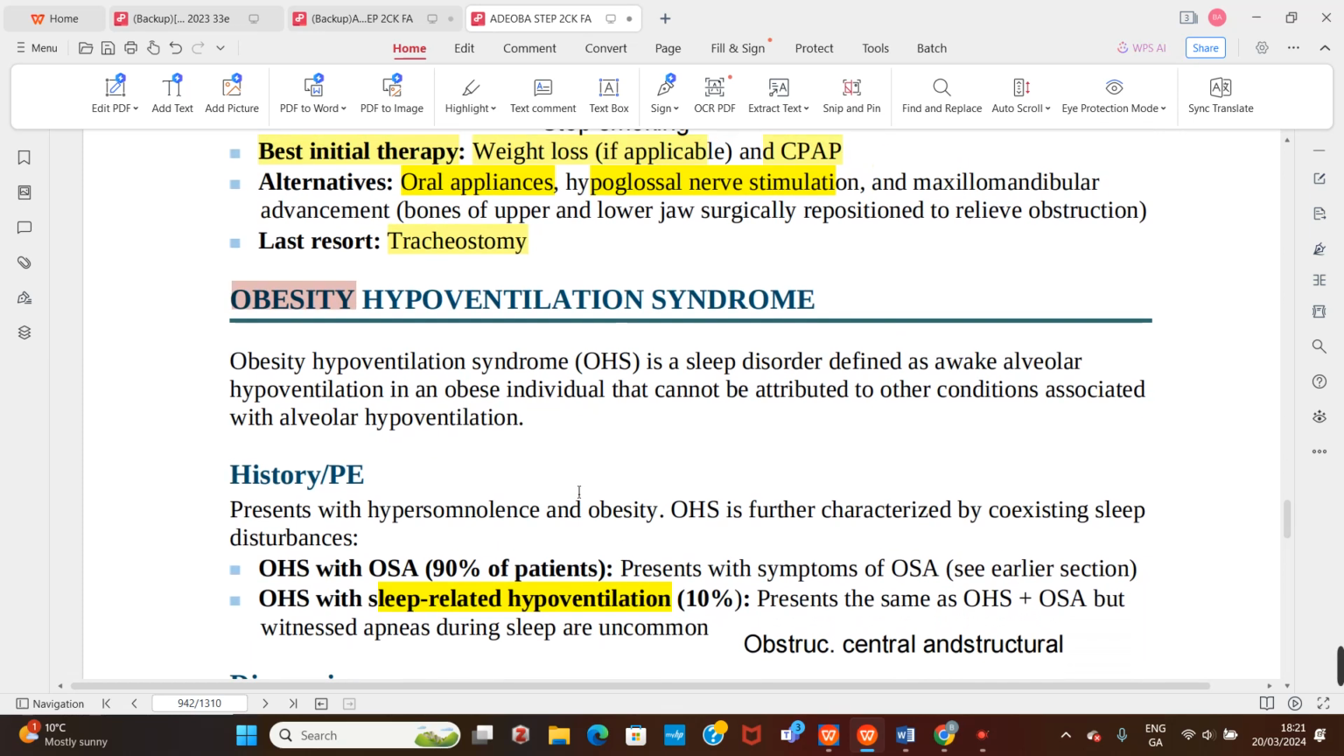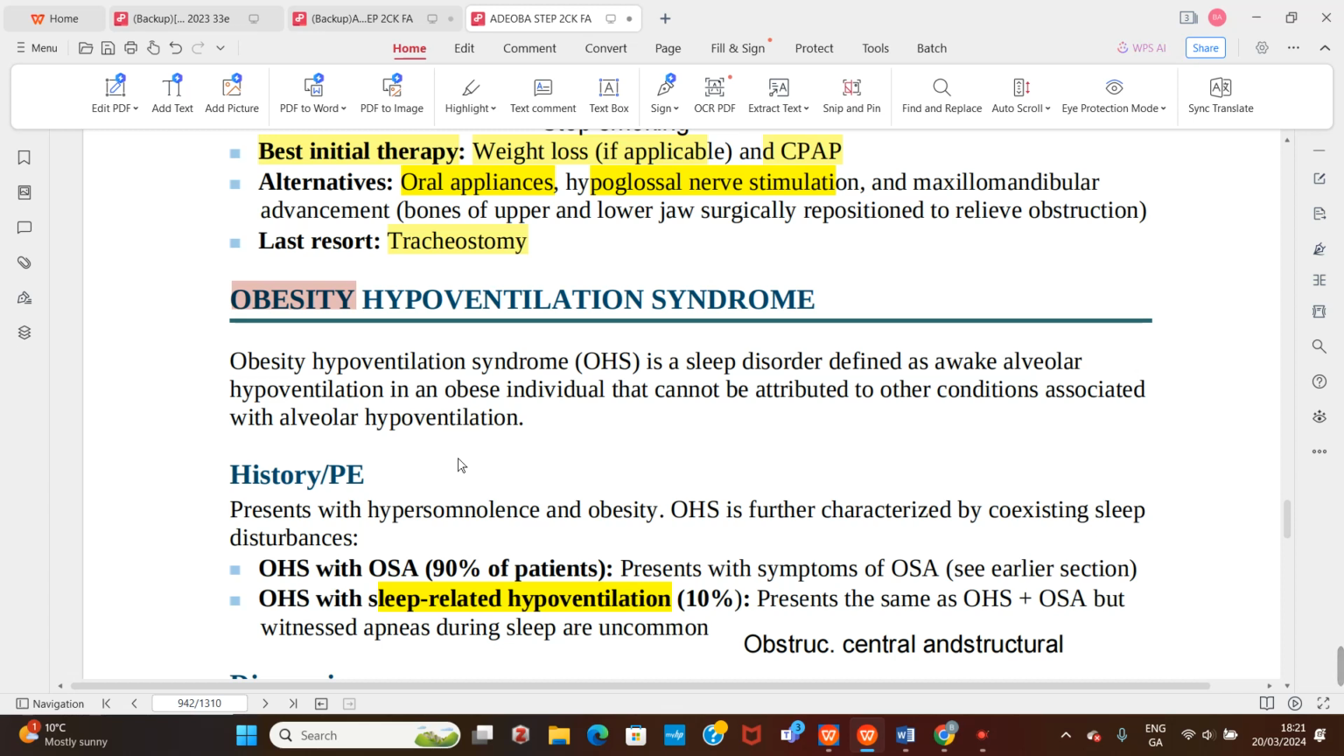So the next is obesity hypoventilation syndrome. Here, these guys are having more problems with hypoventilation. Obesity is part of what you are looking for in your diagnosis. They must be obese before you can have obesity hypoventilation syndrome. So it's obese individuals who are hypoventilating, and you cannot find any other cause of the hypoventilation.